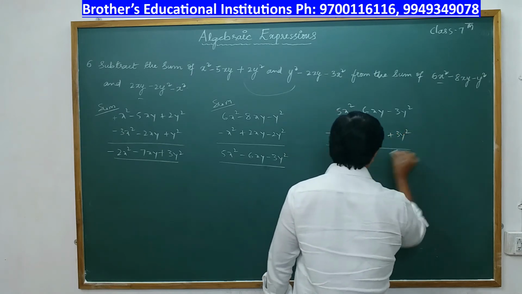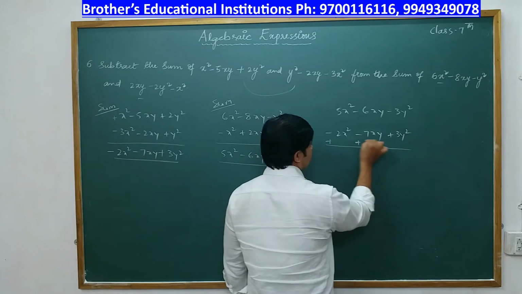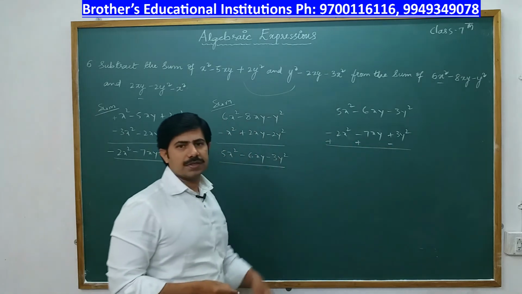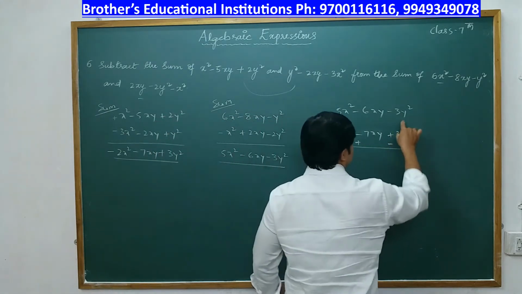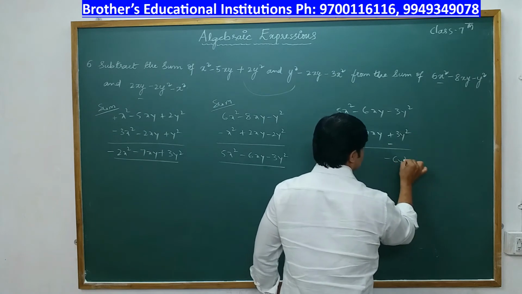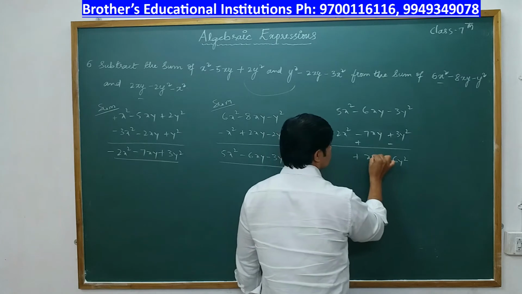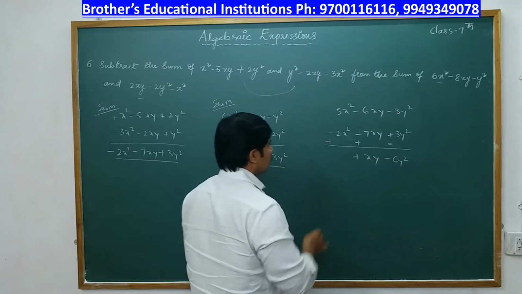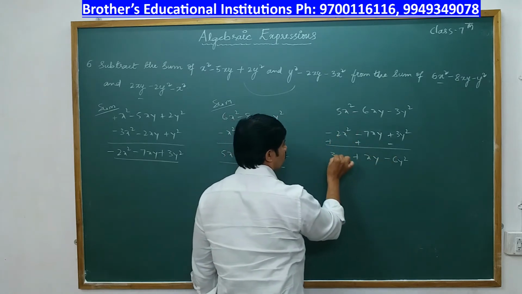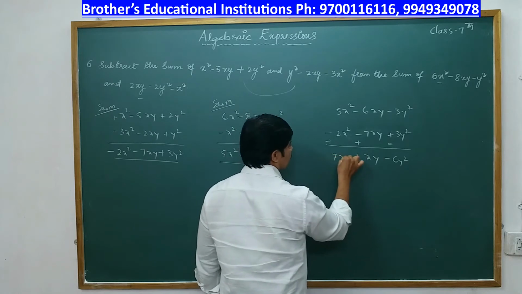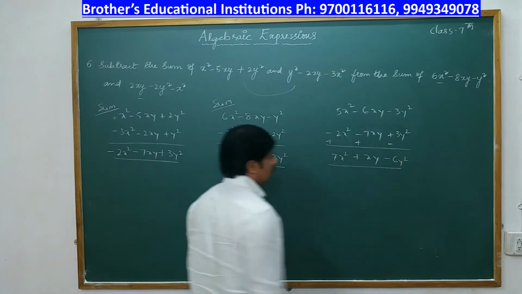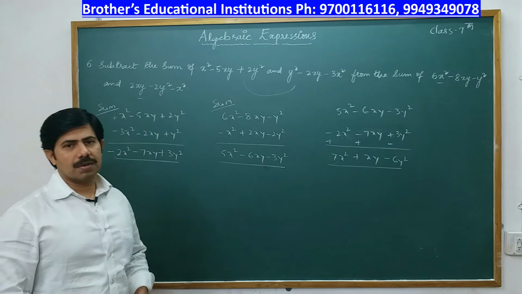Now I am subtracting this. So when we subtract, we need to change the signs. So we have changed the signs. Now minus 3y square minus 3y square is minus 6y square. Minus 6xy plus 7xy is plus xy. Then 5x square plus 2x square is 7x square. So this is the result. Okay, so this is completed.